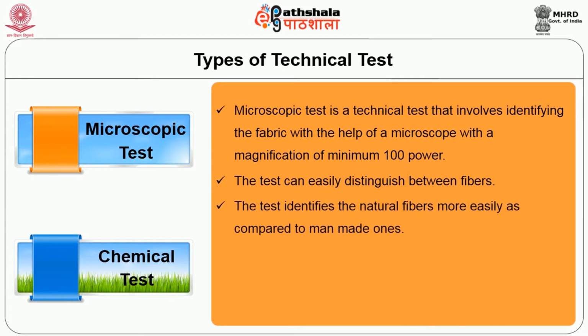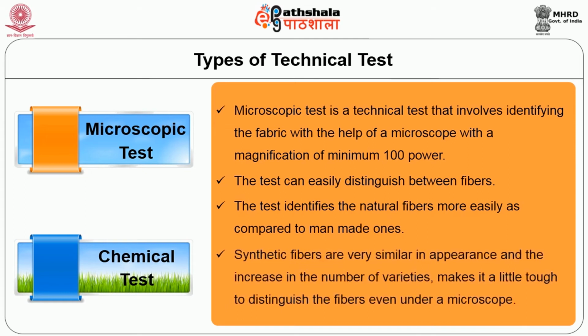The test identifies natural fibers more easily as compared to man-made fiber. Synthetic fibers are very similar in appearance and the increase in the number of varieties makes it a little bit tough to distinguish fiber even under the microscope. In the case of a technical test, if it is a natural fiber, we can identify the fiber by the longitudinal and cross-sectional view.